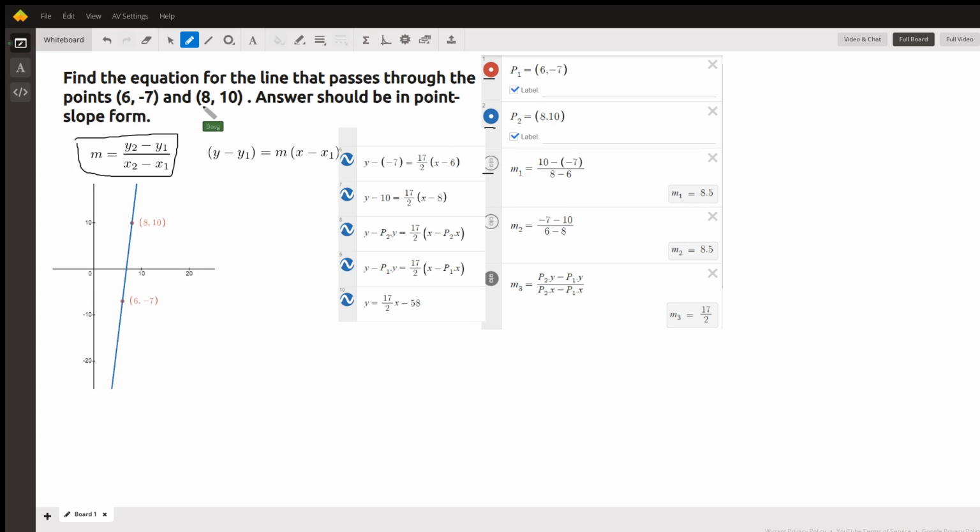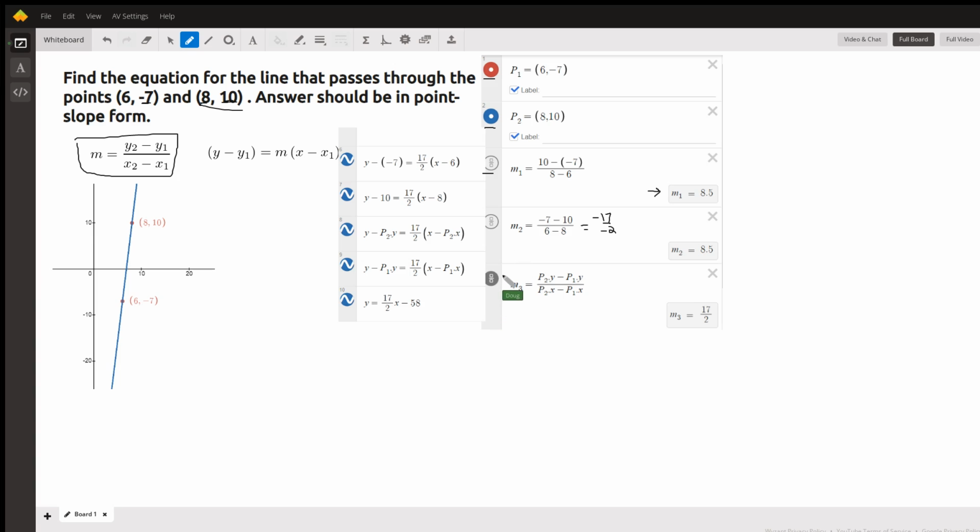So I could say this is the y sub 2 right here, 10, and this is the y sub 1, negative 7. So 10 minus a negative 7 is the numerator, and then I have to subtract in the same order for the change in x. 8 minus 6 gives us 8.5 as the slope of the line passing through those 2 points. If I subtract in the other order, call this y sub 2, this negative 7, I get negative 7 minus 10 over 6 minus 8, which is negative 17 over negative 2. Still gives me positive 8.5.